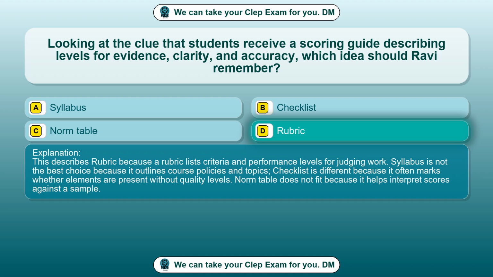This describes rubric because a rubric lists criteria and performance levels for judging work. Syllabus is not the best choice because it outlines course policies and topics. Checklist is different because it often marks whether elements are present without quality levels. Norm table does not fit because it helps interpret scores against a sample.